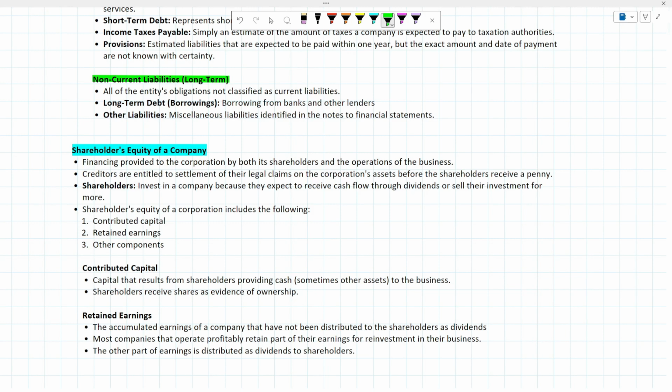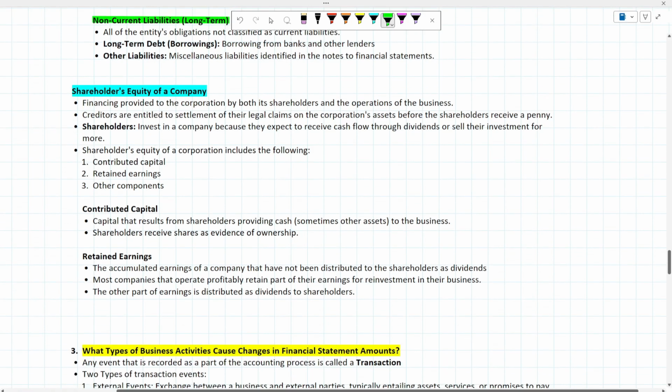Shareholders invest in a company because they expect to receive cash flow through dividends, which companies give in stocks and otherwise, or to sell their investment later for more money. Shareholders' equity of a corporation includes the following: 1. Contributed capital, 2. Retained earnings, and 3. Other components. Contributed capital is capital that results from shareholders providing cash, sometimes other assets, to the business. Shareholders receive shares as evidence of ownership for what they provided.